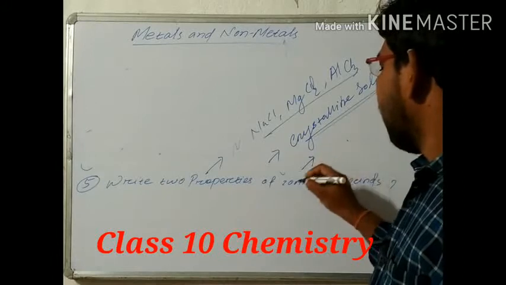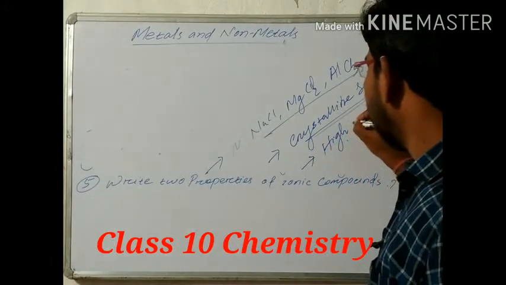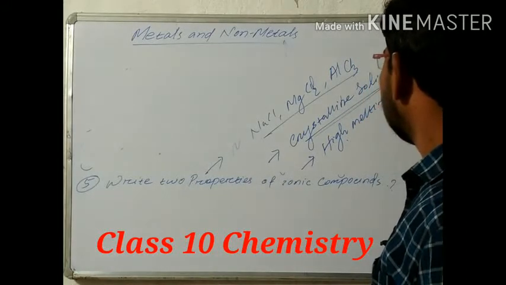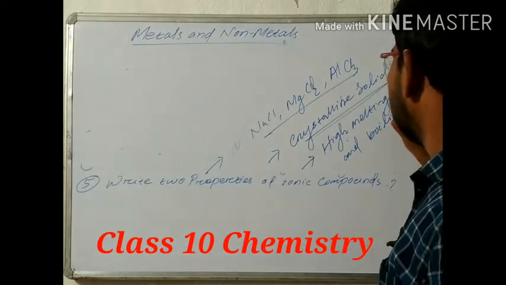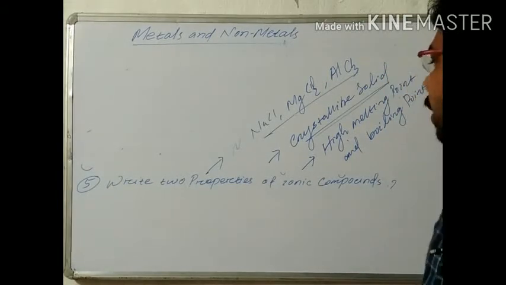And they have high melting and boiling points. High melting point and boiling point. Okay, ionic compounds have high melting and boiling points.